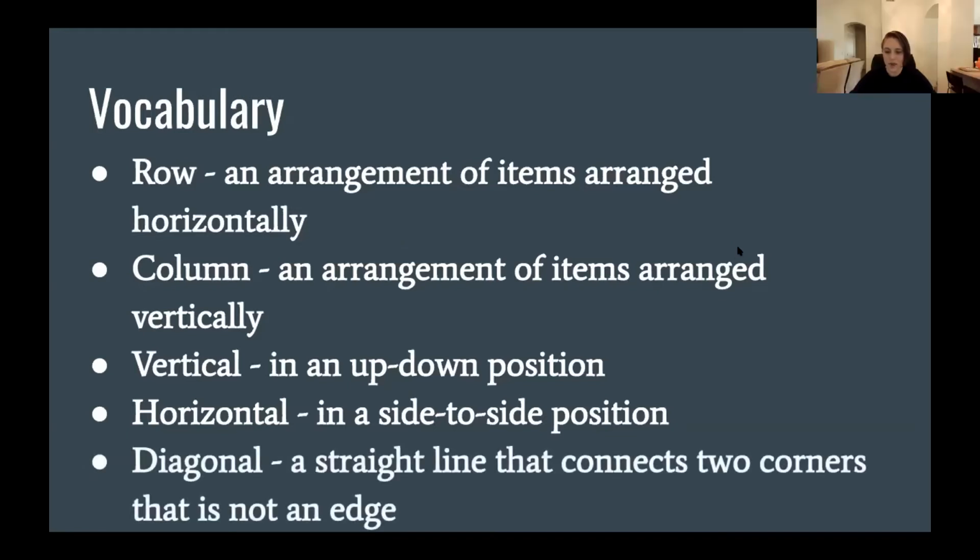Very good. The last one on the list is diagonal. That's kind of like an in-between between vertical and horizontal. It is when you connect two corners that are not along an edge. So if you have a square, you're connecting the opposite corners from each other, and that is a diagonal line.